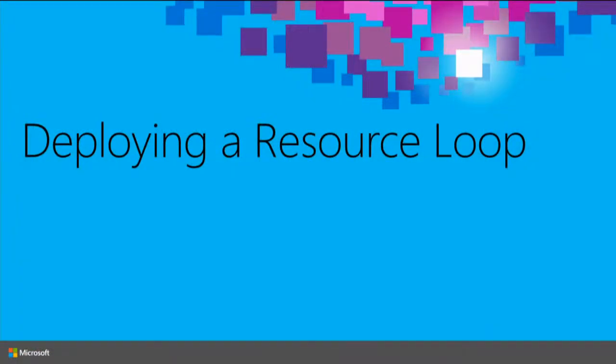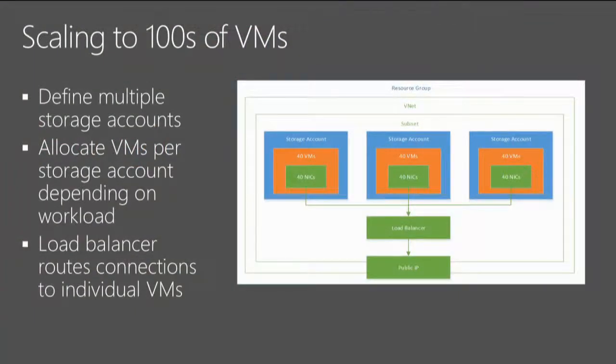So using a resource loop is great for scaling up to, let's say, about 40 virtual machines, if you're just reproducing NICs and virtual machines. But if you want to scale to hundreds of virtual machines, then you have to think a little bit, you have to take care of more things. So one of those things is storage accounts, because you're limited to 40 disks per storage account. So if you had 2 disks per VM, then you'd be limited to 20 VMs, for example.